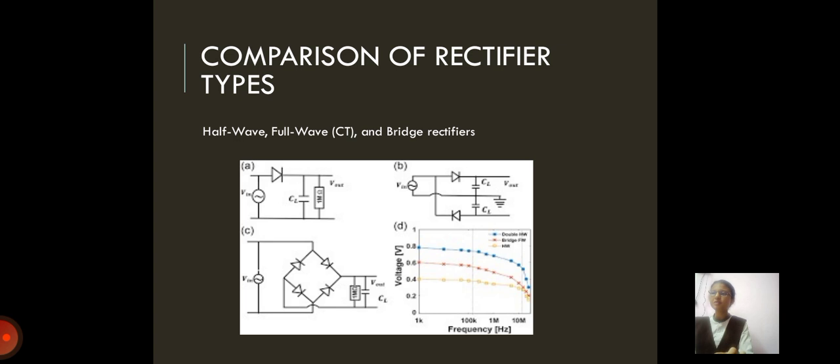The full wave center tap gives better performance but needs a special transformer, whereas the bridge is the most efficient and flexible. And choosing the right rectifier depends on the application. For low power applications we need the half wave, and for more efficiency we need the bridge rectifier. So this is the second step.